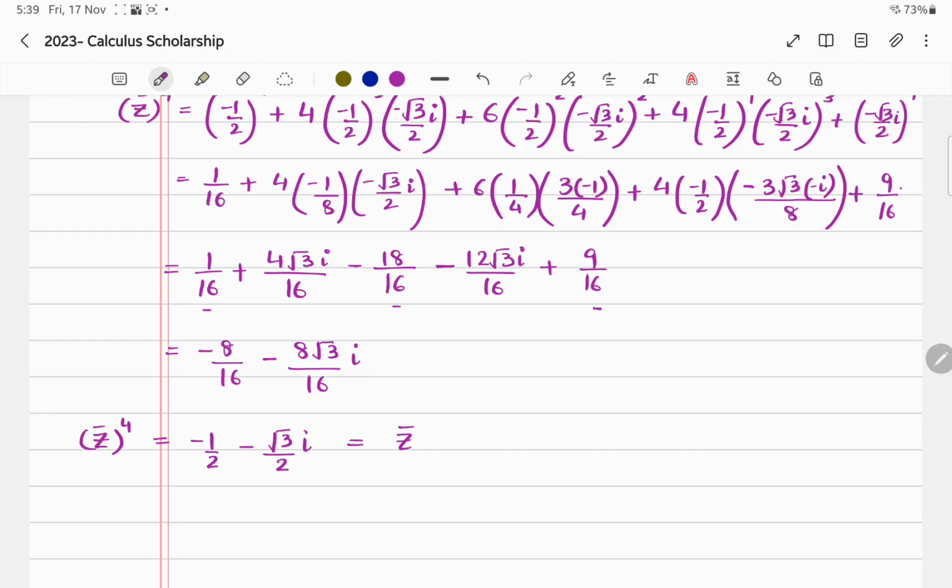You can also change it into a polar form, solve it there and bring it back to the normal form if you want to do it that way. I like binomial a lot, so I prefer doing it using binomial.